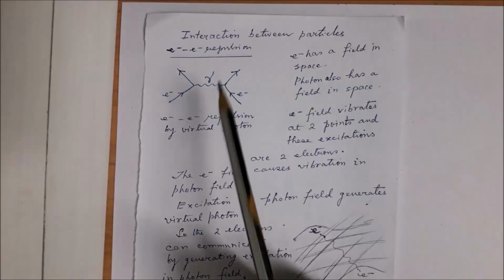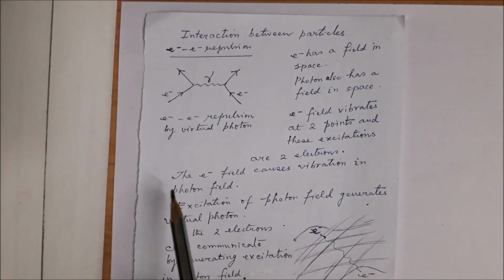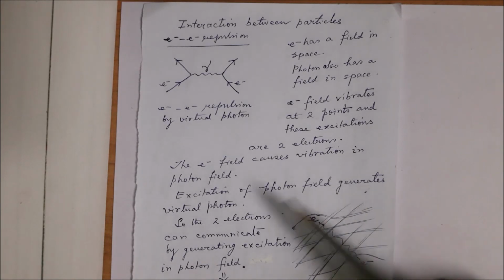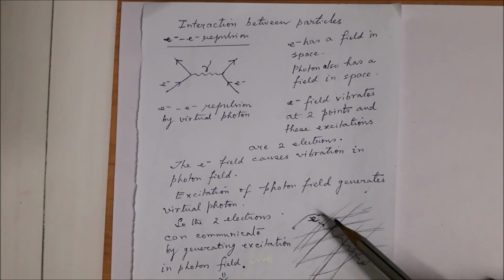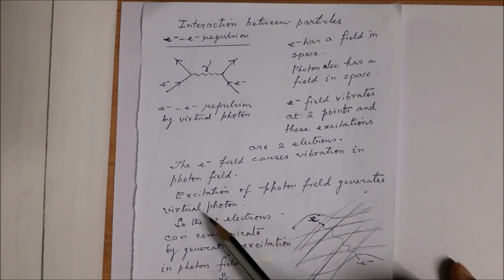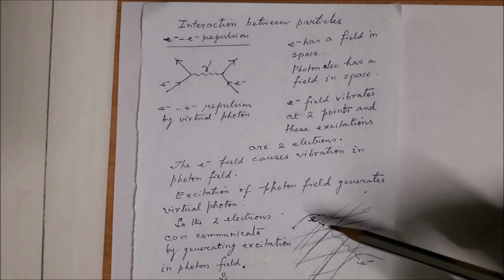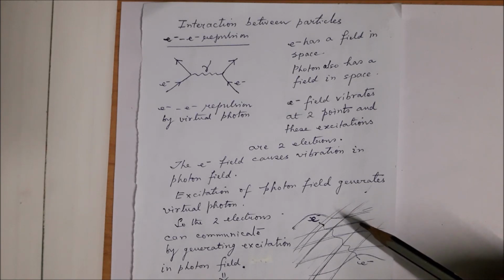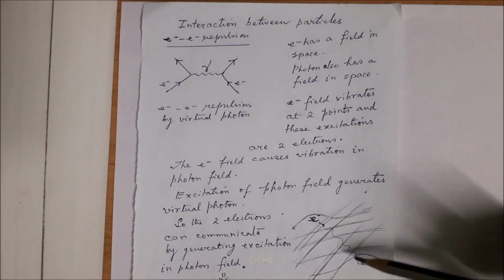Electron-electron repulsion, which is an interaction between two particles, can also be explained. Electron has a field, and photon also has a field in the same region. Now the electron field vibrates at two points, and these excitations are two electrons. The electron field causes vibration in the photon field. An excitation of the photon field generates a virtual photon. So two electrons can communicate by generating excitation in the photon field, and the result is a repulsion.